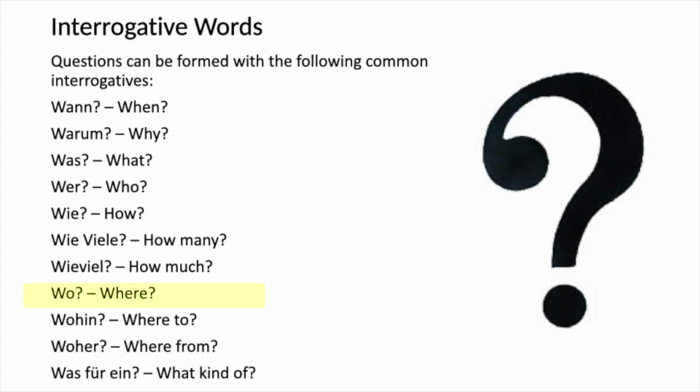Wo is where. Wohin is where to. Woher is where from, excuse me. And was für ein is a collection of words meaning what kind of.